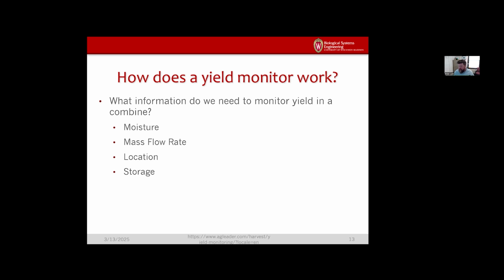and have since the early 90s, I believe. And so what does that mean and how does that work? So moisture, we need to measure the moisture of the crop. We need to measure the mass flow rate. We're going to measure our location with GPS, and then we're going to finally store that data somewhere that we can get access to it in the future.